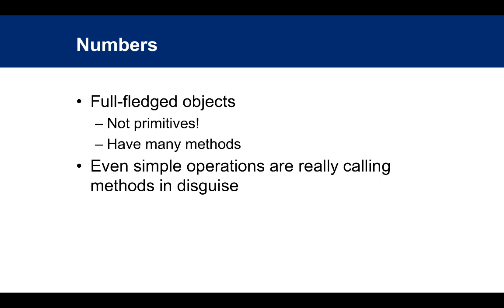Numbers. Numbers in Ruby are full-fledged objects. They're not primitives. So if you're used to Java where numbers are primitives, that's not the case. They have many methods, and even simple operations are really calling methods in disguise, as we're going to see, because, as I mentioned, Ruby is object-oriented.